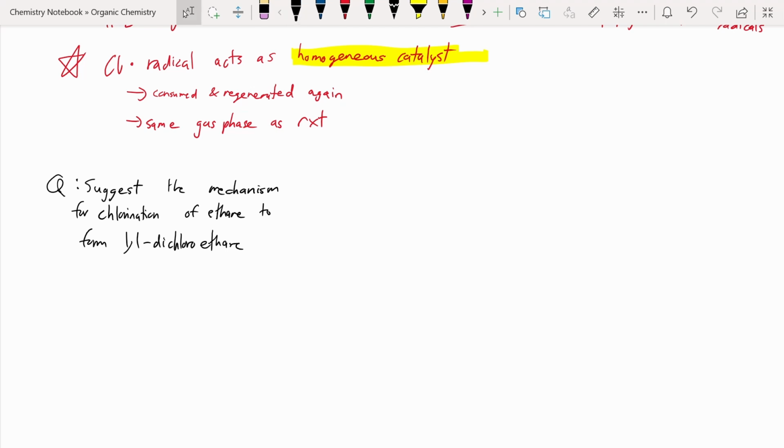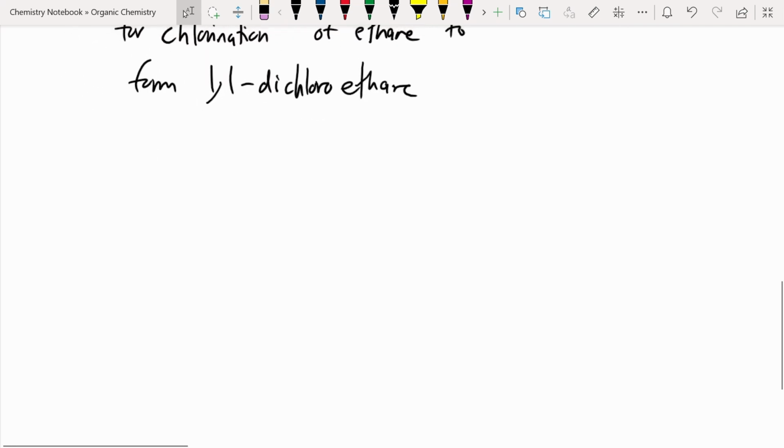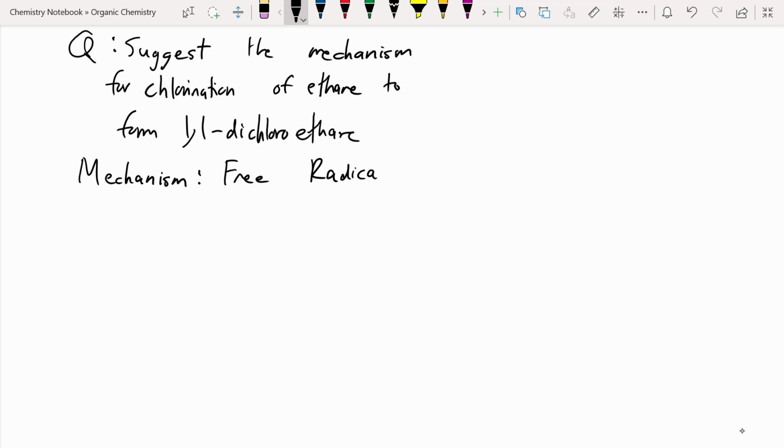Okay. So in approaching this question, you need to ask yourself, what is this mechanism? Since you see there's an alkane and chlorine, which is a halogen, definitely it will be a free radical substitution. So we start off with identifying the mechanism. It's a free radical substitution.